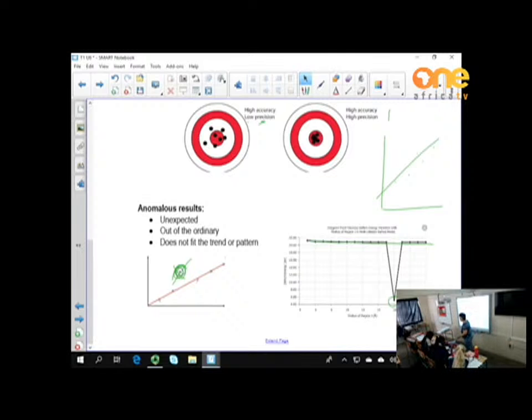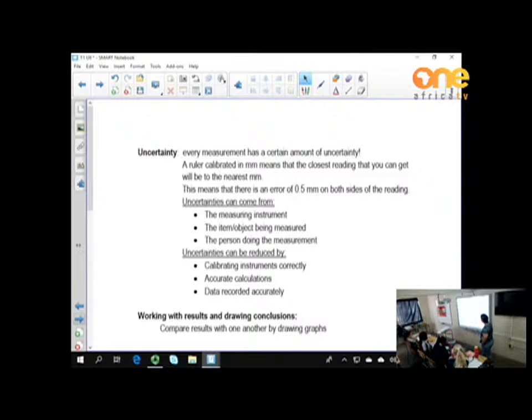Do you understand? Uncertainty. Every measurement that we take has a certain amount of uncertainty. Once again, if we use our ruler calibrated in millimeters, the uncertainty is half a millimeter up, half a millimeter down. So a ruler calibrated in millimeters means the closest reading you can get is to the nearest millimeter. You cannot be more accurate than the instrument, and that millimeter reading implies there is an error of half a millimeter on both sides of it.